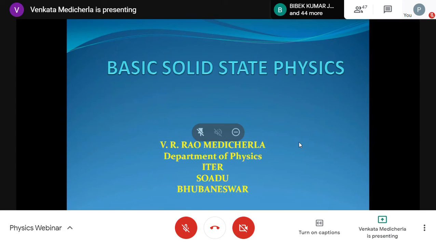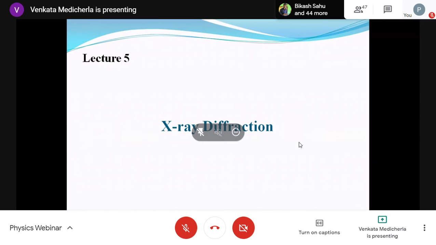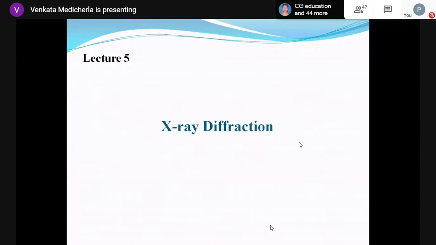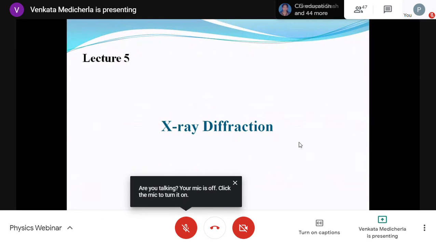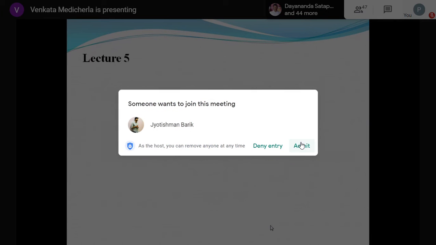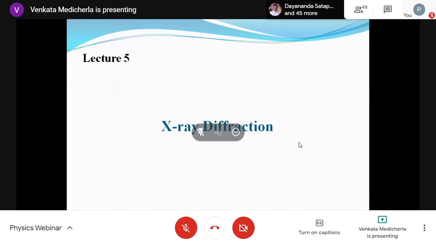But now, when we go for X-ray diffraction, this is lecture 5, X-ray diffraction. I will not put any subsections in that, it's just X-ray diffraction. So when you want to know diffraction, first you have to understand what diffraction actually is. All of you have already studied Young's double slit experiment, probably in +2 and also in degree.